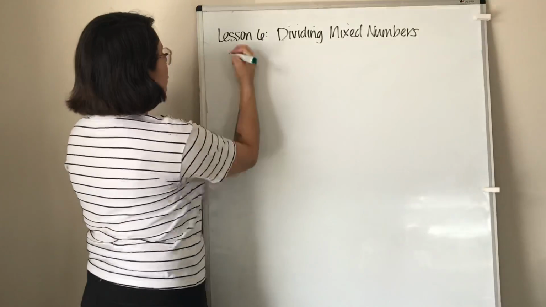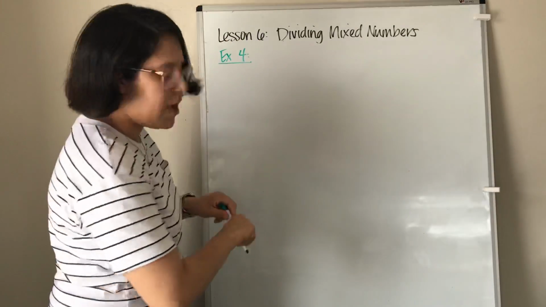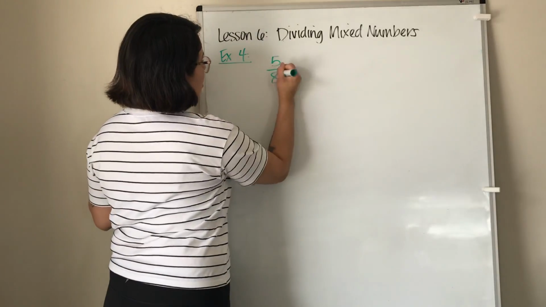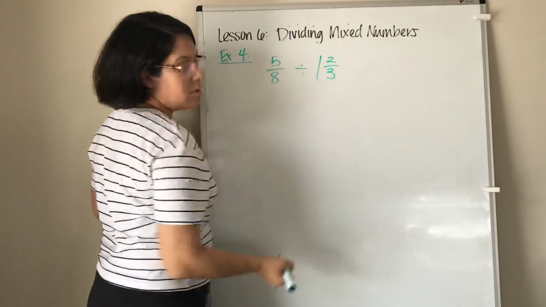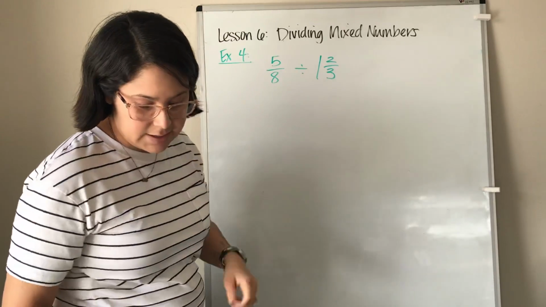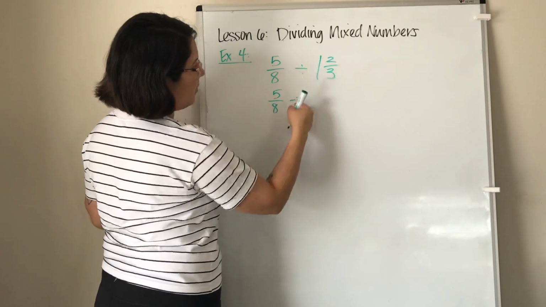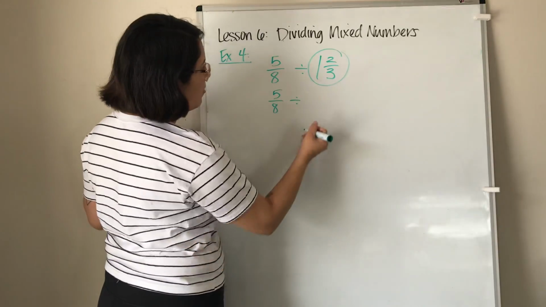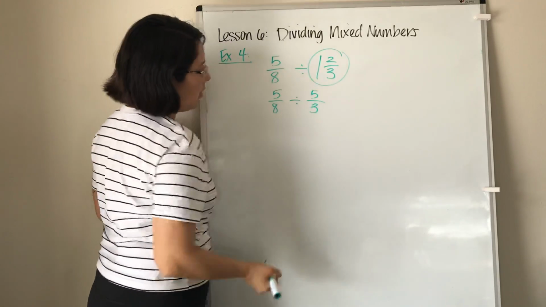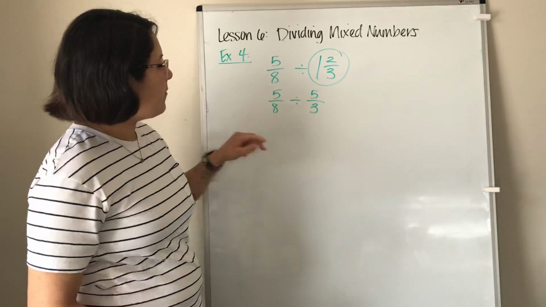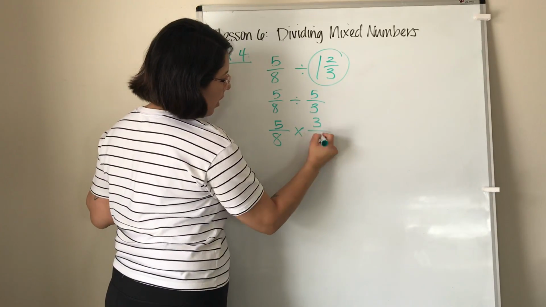Okay, we've got example 4. 5/8 divided by 1 2/3. Sorry, you can hear my kids. Okay, so I got my 5/8 divided by, I'm keeping this, all I'm doing is changing this mixed number to an improper fraction. Okay, 5/8 divided by 5/3. Now I'm going to switch it, times 3 over 5.